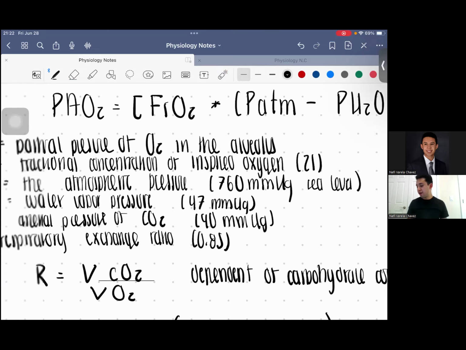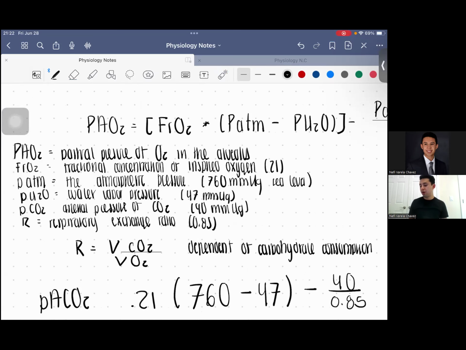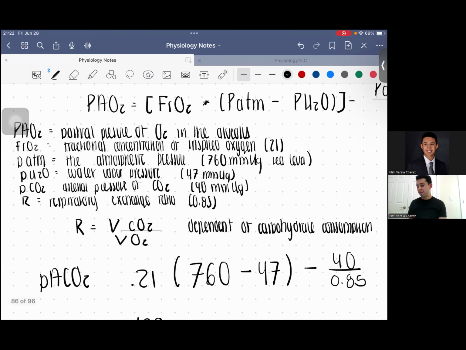I forgot to mention the fractional concentration of inspired oxygen is going to be 21 percent. I think I already mentioned it previously in the video. Water vapor pressure is going to be 47 millimeters of mercury. Arterial pressure of carbon dioxide is going to be 40 millimeters of mercury, and respiratory exchange ratio is going to be about 0.85. This ratio is going to be obtained by the volume of carbon dioxide over the volume of oxygen.